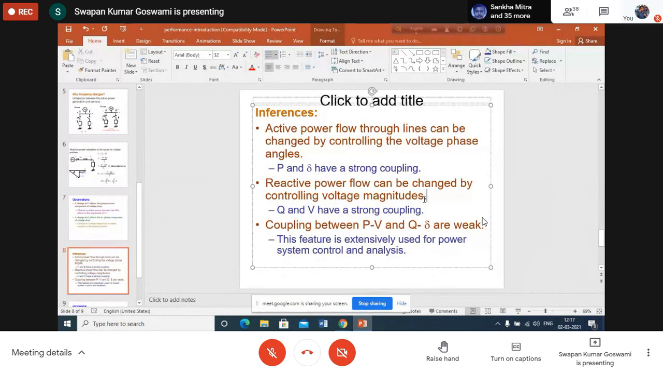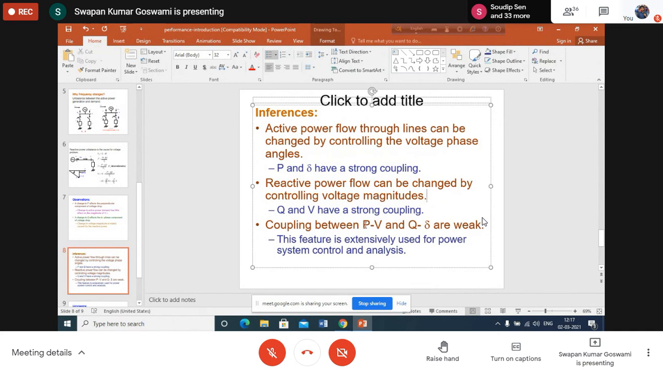That means reactive power flow can be changed by controlling the voltage magnitude. Sometimes you may have to control the active power flow, you may have to control the reactive power flow. So the mechanism will be to control the voltage magnitude in order to control the reactive power flow. So you will be controlling phase angle difference to control the active power flow. You will be controlling the voltage magnitude to control the reactive power flow.